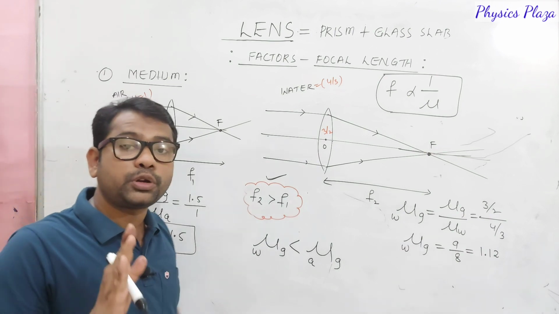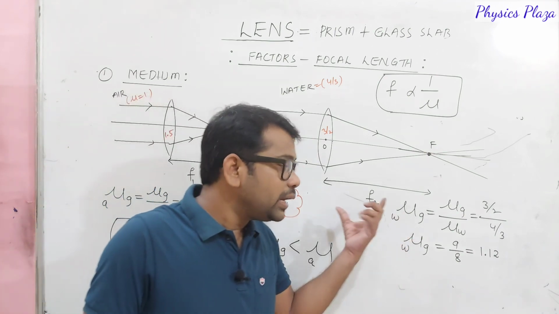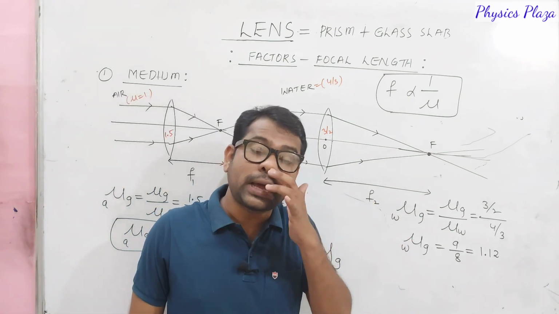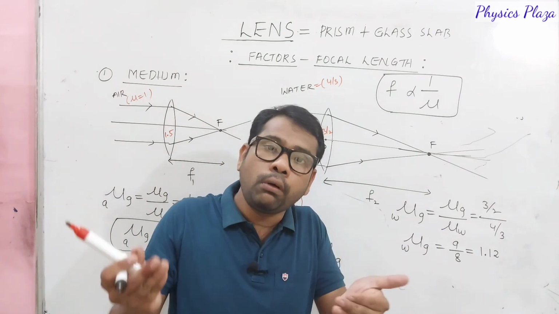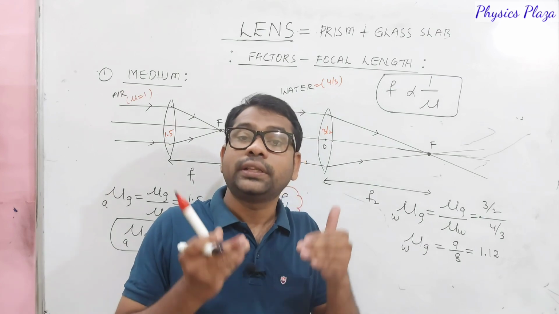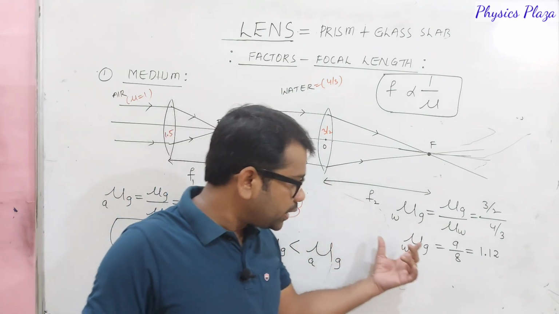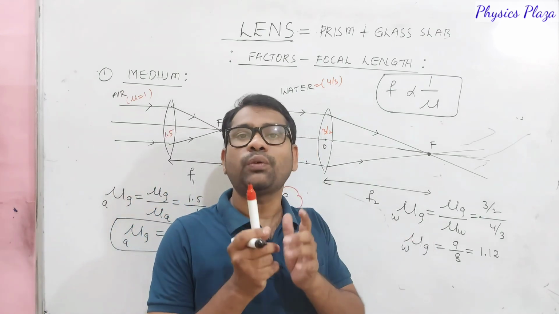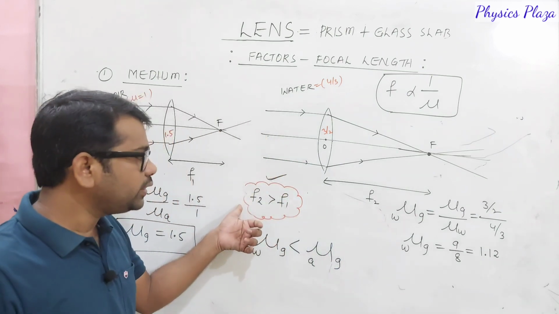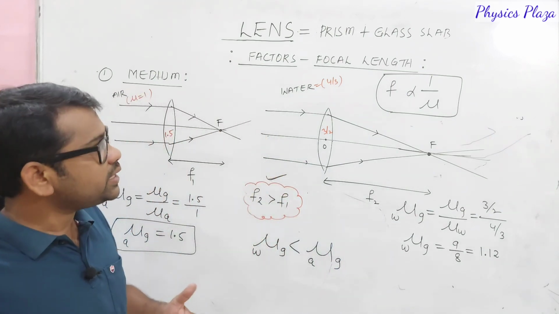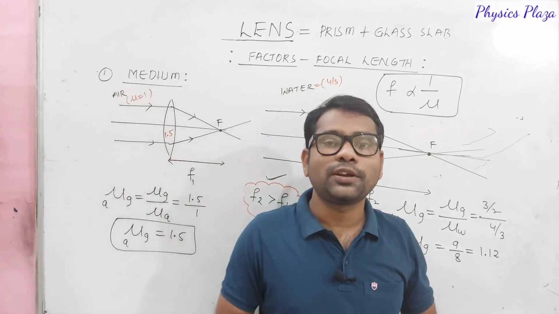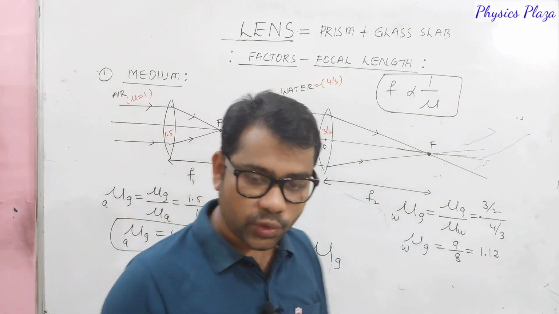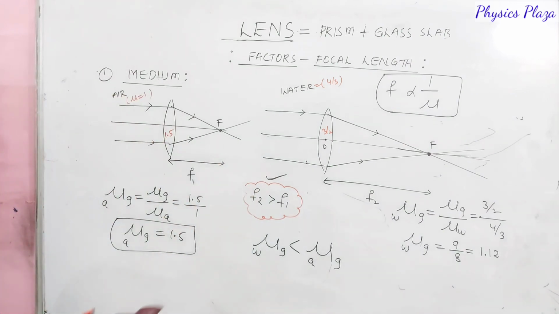Children, it is a very important point to understand. When any lens is placed in a medium whose refractive index is more than that of air, its relative refractive index decreases, so the focal length increases. Hence we can say that when a lens is placed in water, its focal length increases. Okay, children, so this is a very important point to understand.